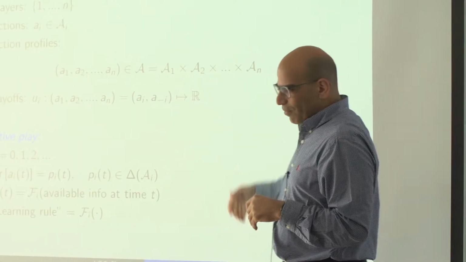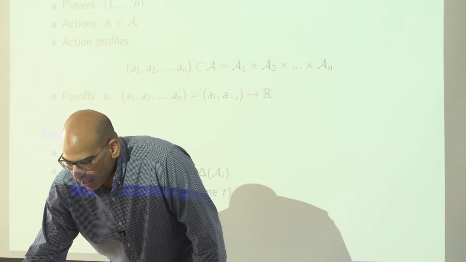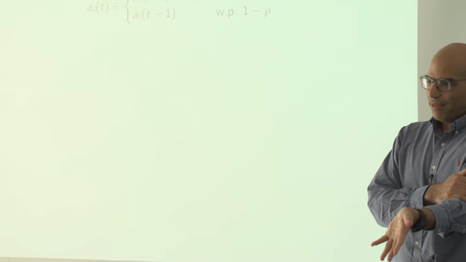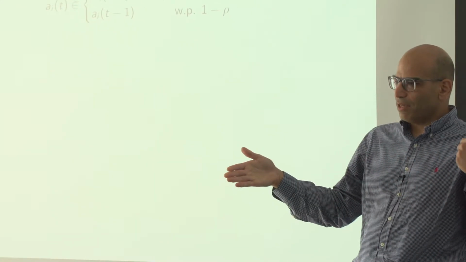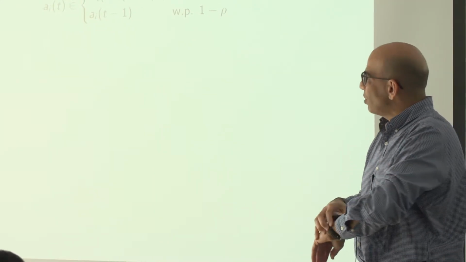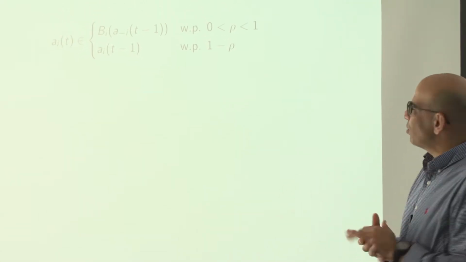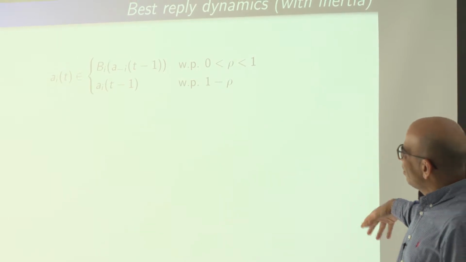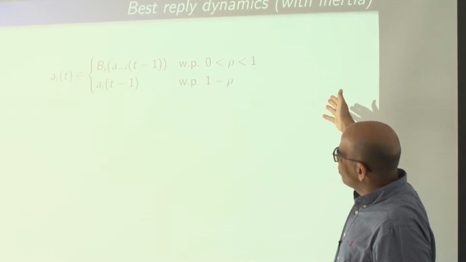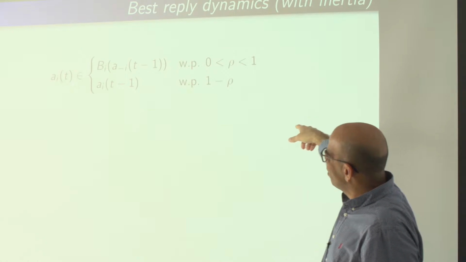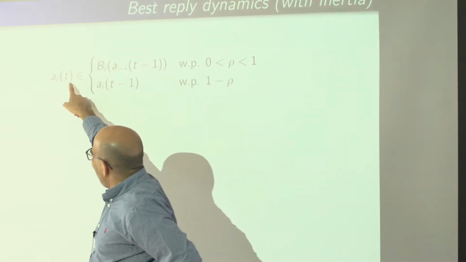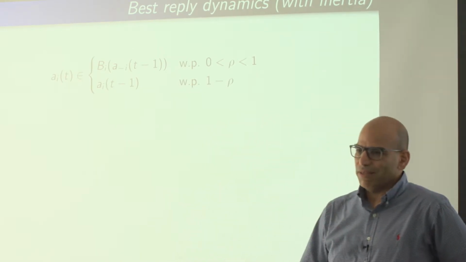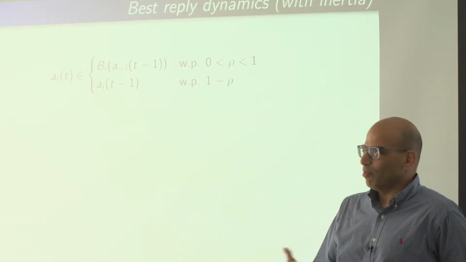Okay, so we're going to look at different kinds of learning rules. You can think of a learning rule as just the probability that I choose my next action based on the information available that I choose to use. This is the simplest learning rule possible. Okay, this is called best reply with some inertia. So my choice today is a best response to what others did yesterday. That's it. Like they say, respond to the most recent crisis.